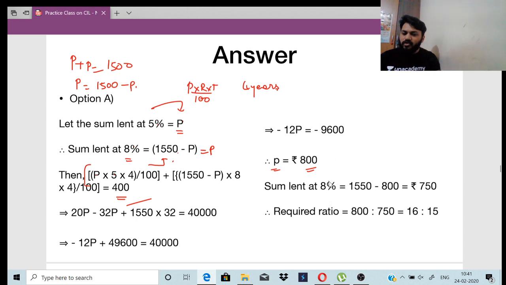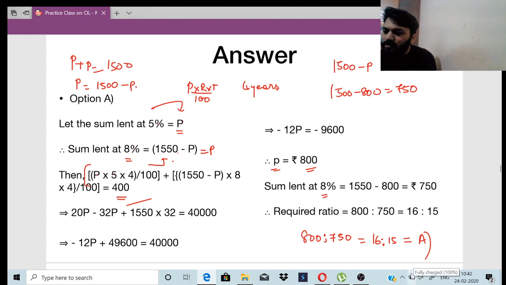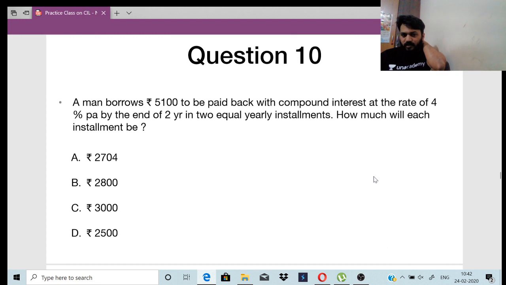P equals 800. So the sum lent at 8% will be 1550 minus P, which is 1550 minus 800, which is 750. What is the required ratio? P is 800. 800 is to 750. So it is 16 is to 15, right? 50 16s are 800, 50 15s are 750. Option A. Clear? Chalo, let's move on to the next question. We'll finish off, right? Question 10.